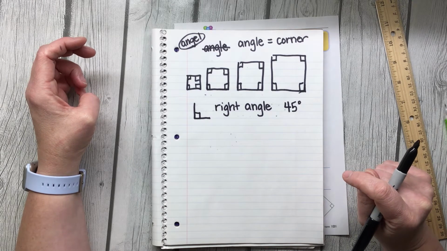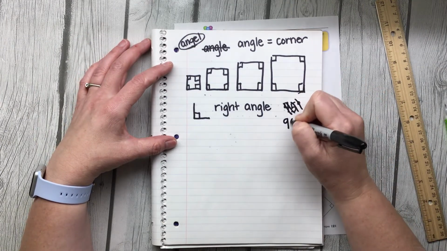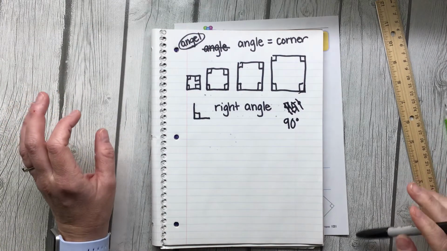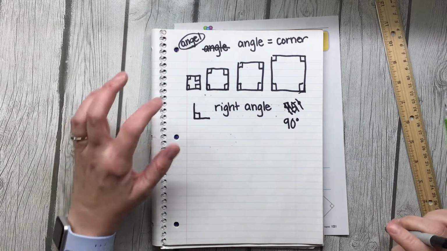Wait, hold on a second. I don't think it's 45. It's a 90-degree angle. Whoops. Sorry if you heard me pause there for a second. It's because I was having a little bit of a brain bubble as I was thinking about that. So that's a right angle.